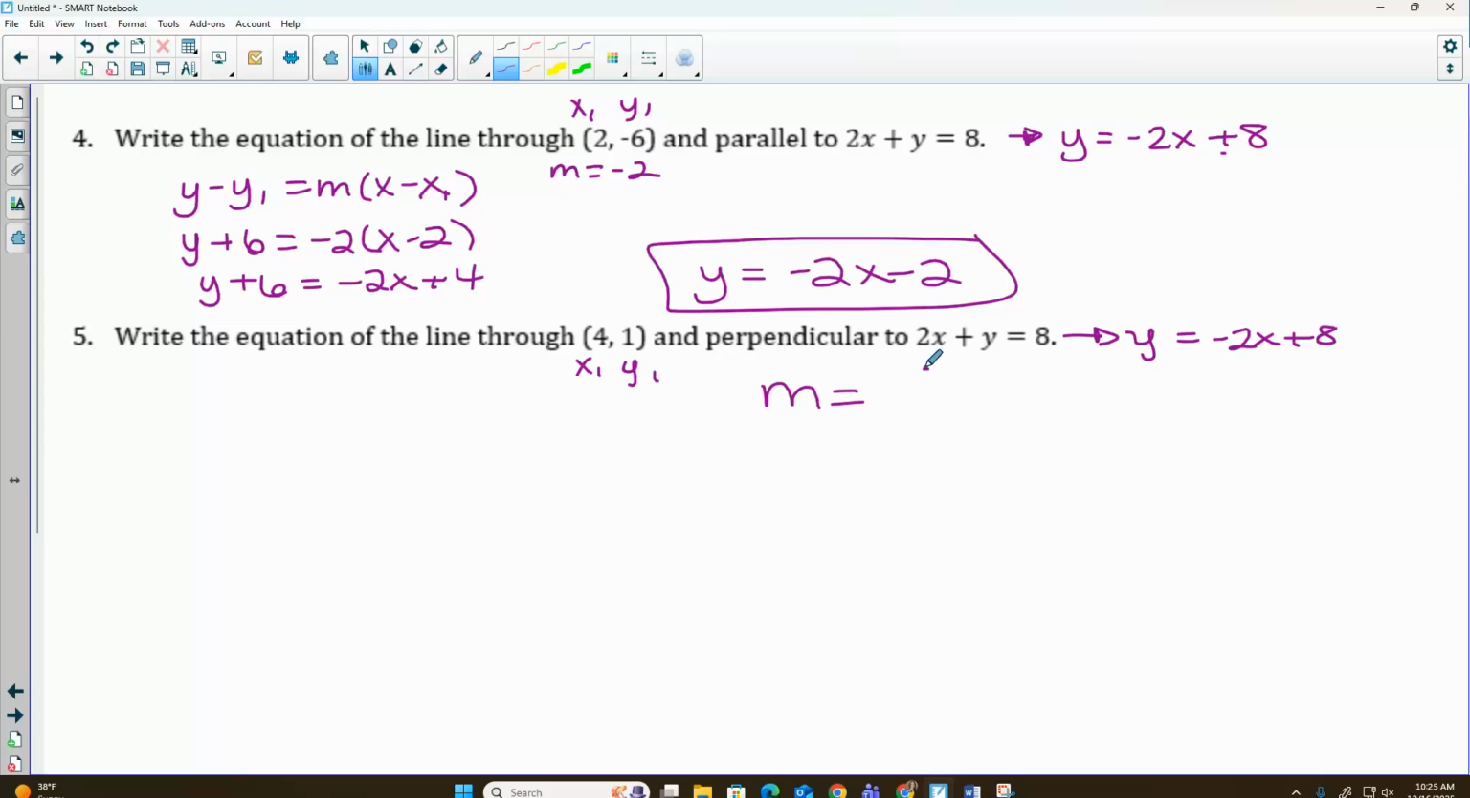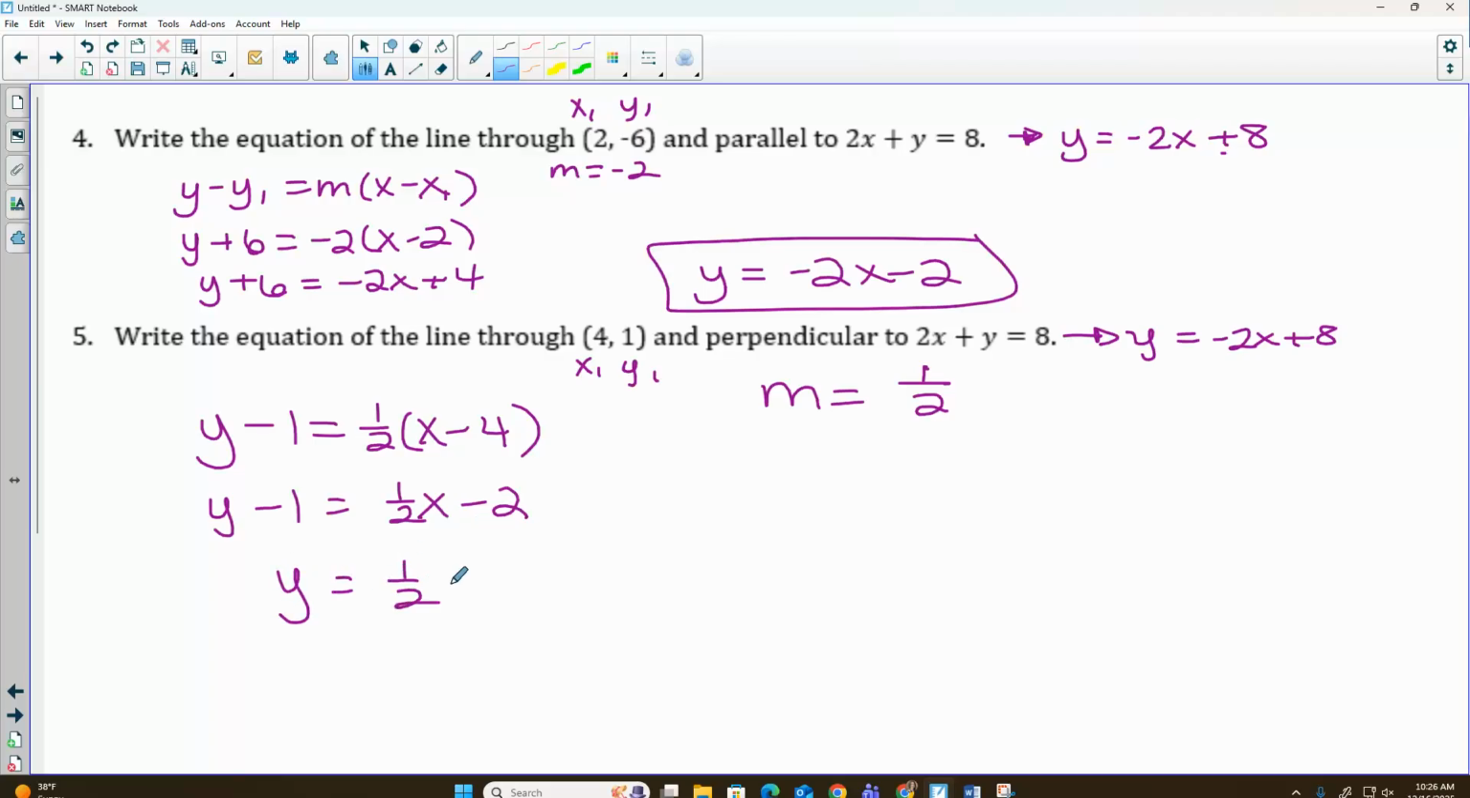The opposite reciprocal. So you flip it, so 1 over 2, change the sign, so a positive 1 over 2. So flip it and change the sign. Then y minus y1 equals m times x minus x1. So y minus 1 equals 1/2 times x minus 2. So y is 1/2 x minus 1. So parallel, same slope, perpendicular, opposite reciprocals. Is that one okay?